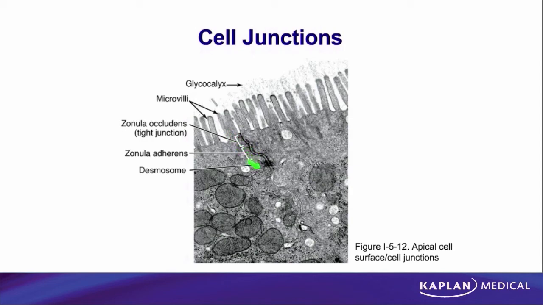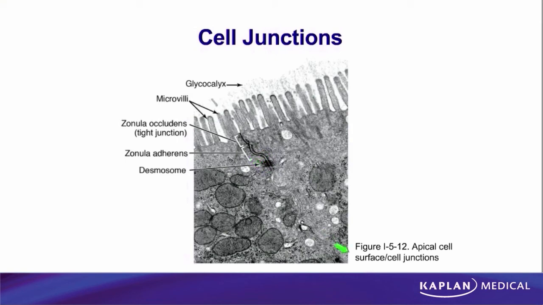Here we see an anchoring junction between these two epithelial cells. Since it's between two epithelial cells, it would be a desmosome, and we see the density of the intermediate filaments on the cytoplasmic side in both cells. So there we're looking at a desmosome, anchoring this cell to that cell.